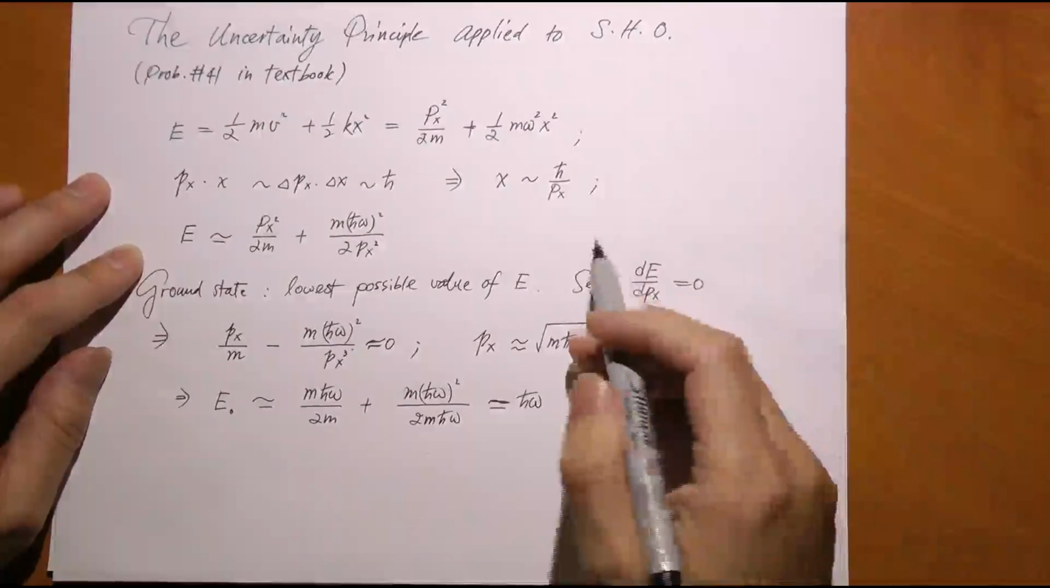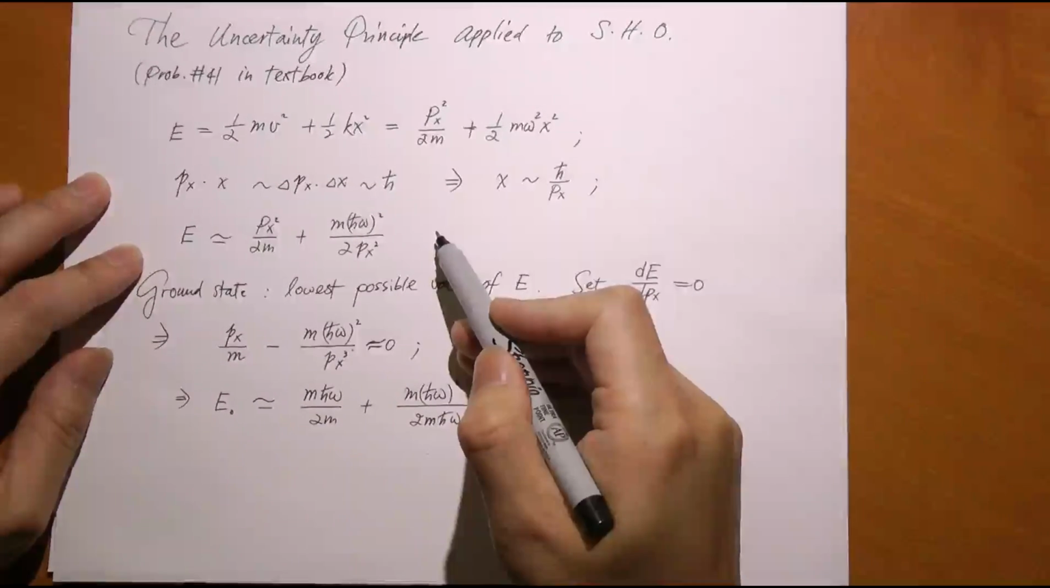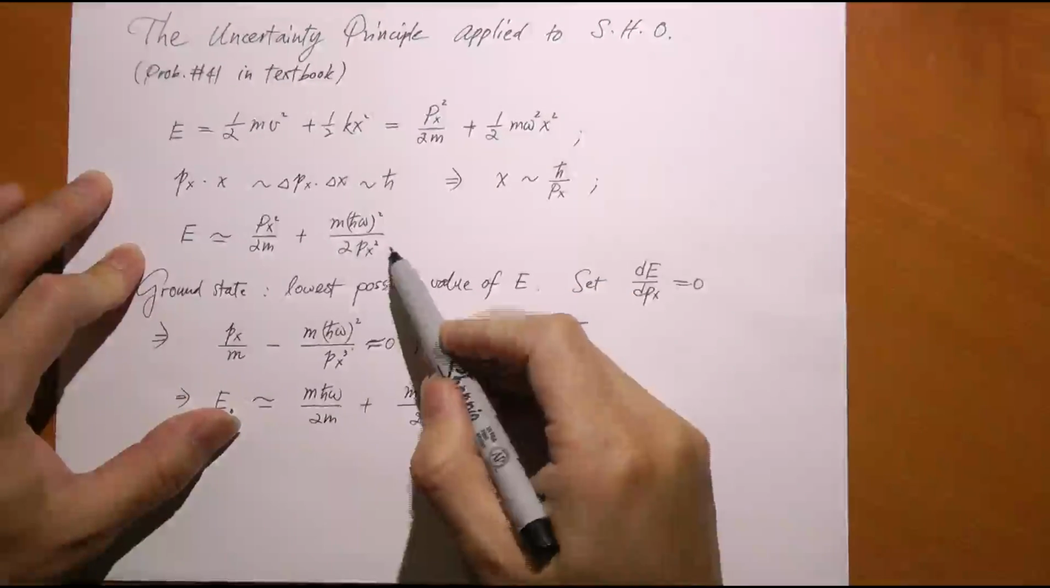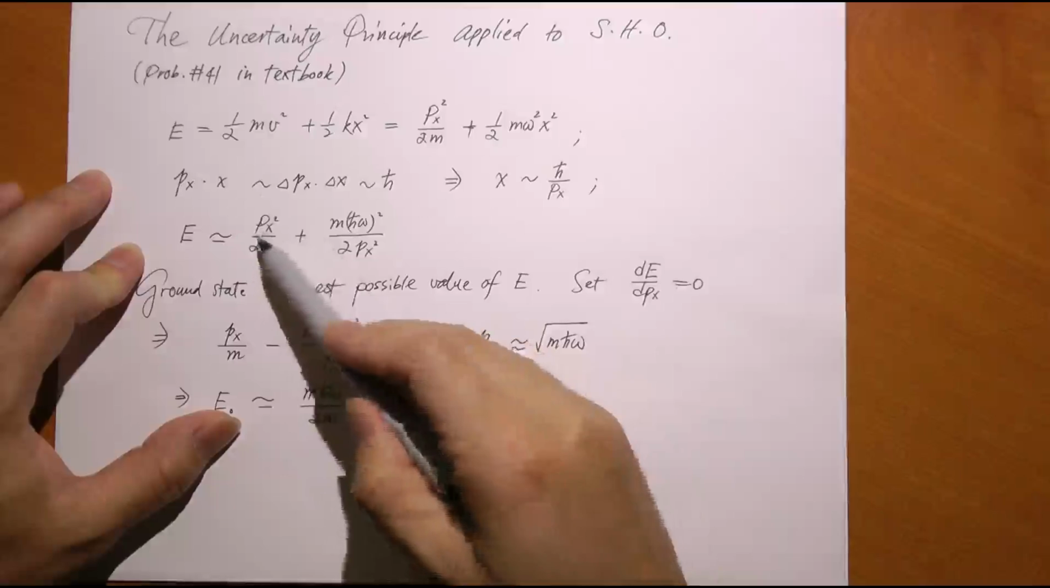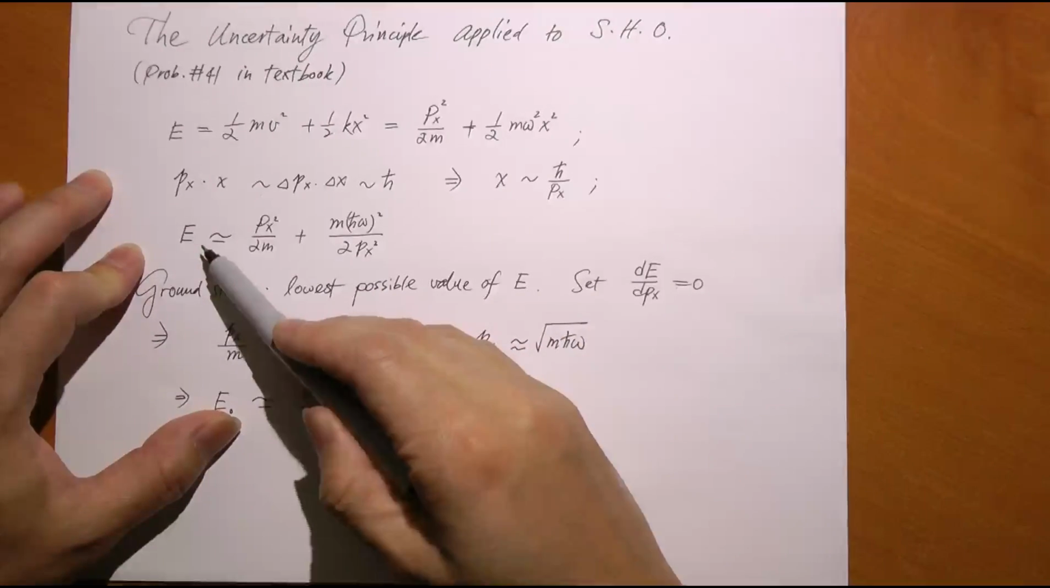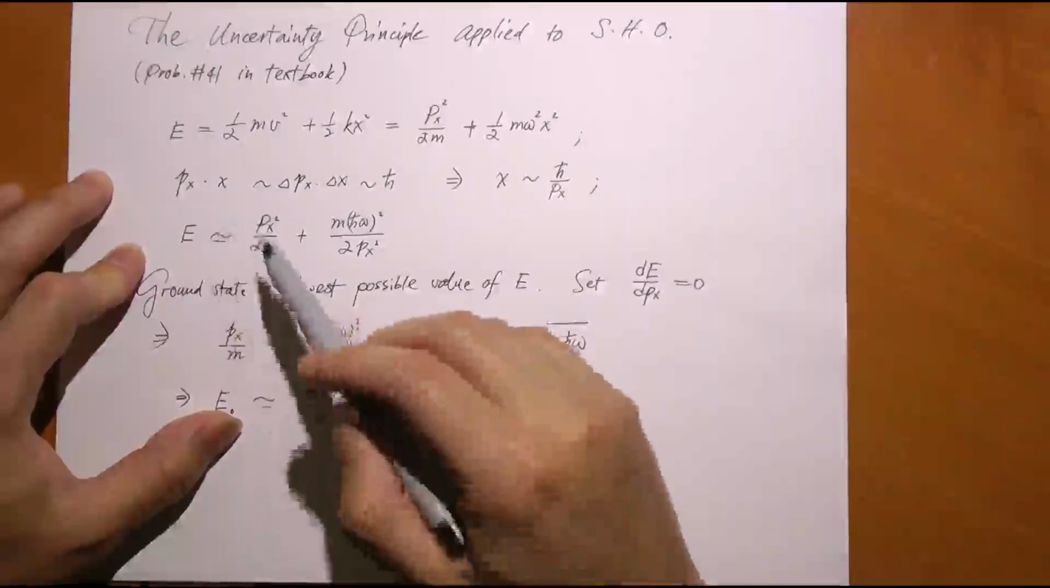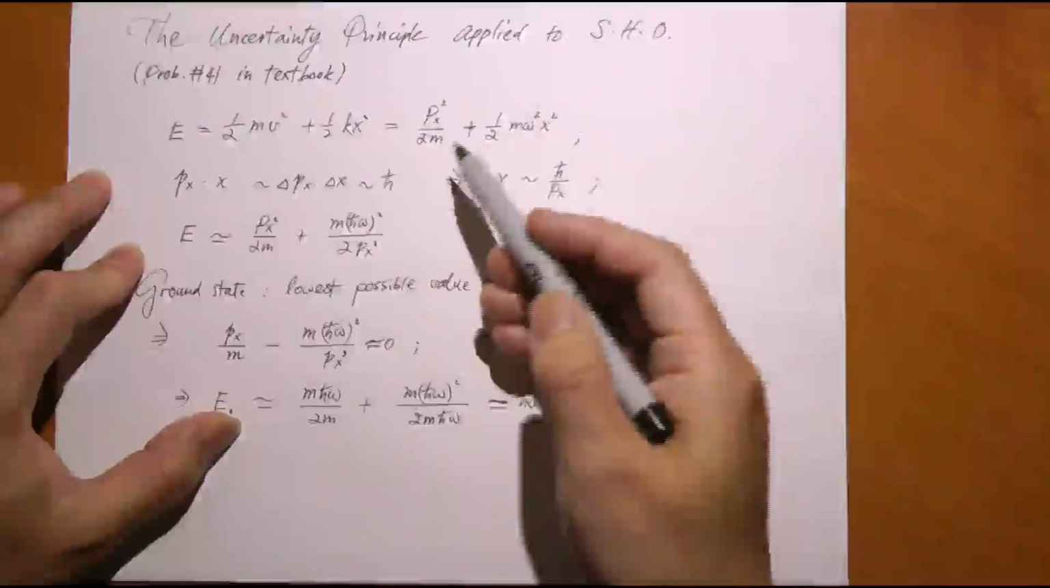Well, the ground state is special because it's got the lowest possible energy. But you know, as px varies, this term goes up, this term goes down. Is it possible for me to optimize the value of px so that E is minimum? Because that's what the ground state wants, right? Minimum possible energy. Well, we know how to do that.